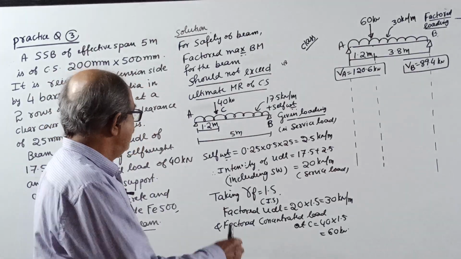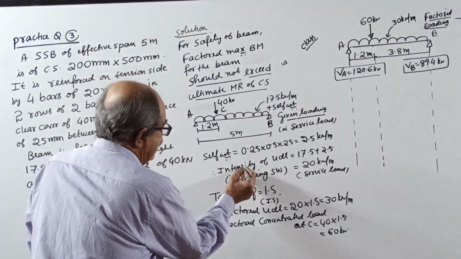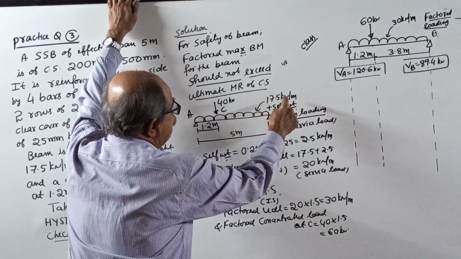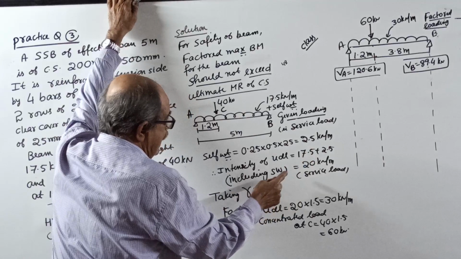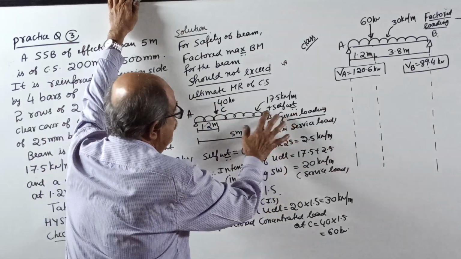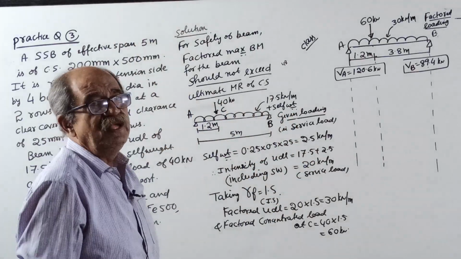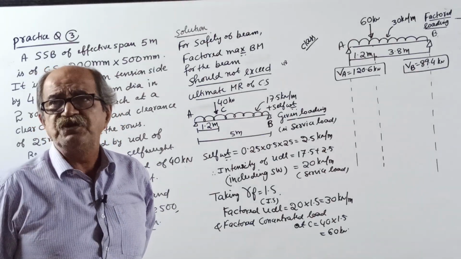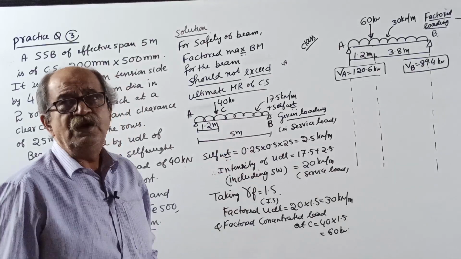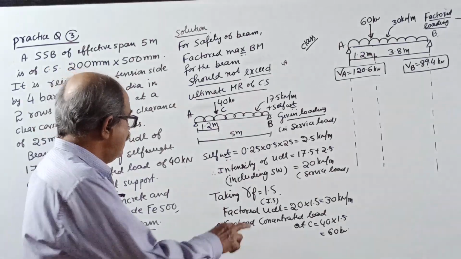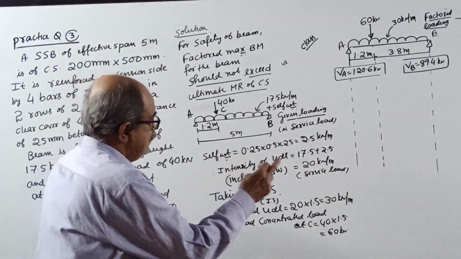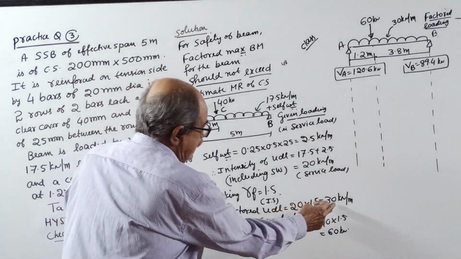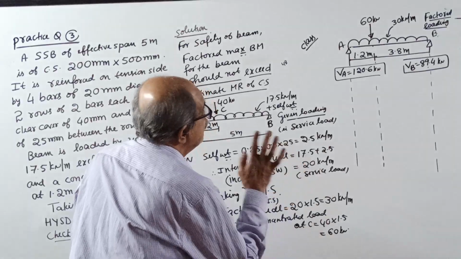That's all. Now, a statement is required: intensity of UDL equal to 17.5 plus self weight is 20, and point load is 40. Remember, these are all service loads. You should write it. When it is given that the beam is loaded by, it means service load or actual load. But we want factored BM. So what to do? Take gamma f equal to 1.5. This 20 multiplied by 1.5, you get factored UDL 30 and factored point load 60.